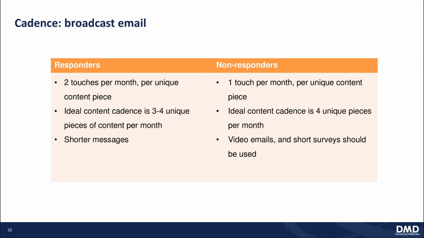So I rolled this up into some bullet points here. And this is where we start to talk a little bit about the content. So you can do 2 touches per month with your responders per unique piece of content. The one thing we don't want to do is keep sending the exact same piece of content over and over and over again, especially to people who are responding to it. That will definitely cause them to become non-responders over time. And again, the ideal content cadence is 3 to 4 unique pieces a month.